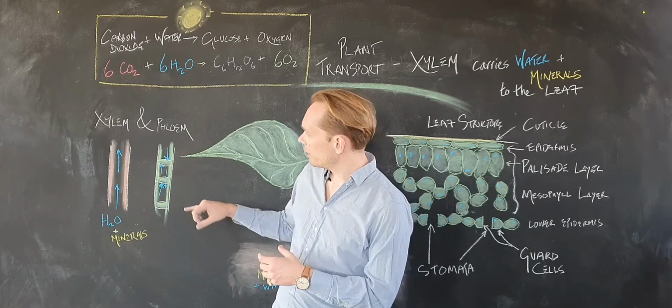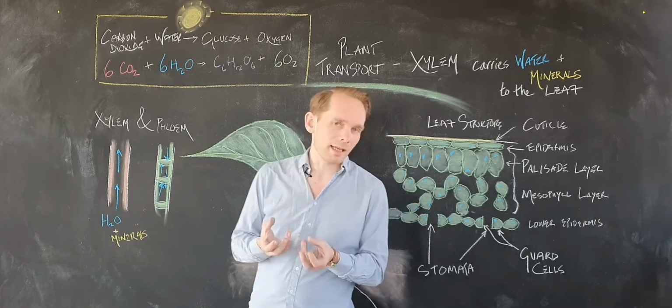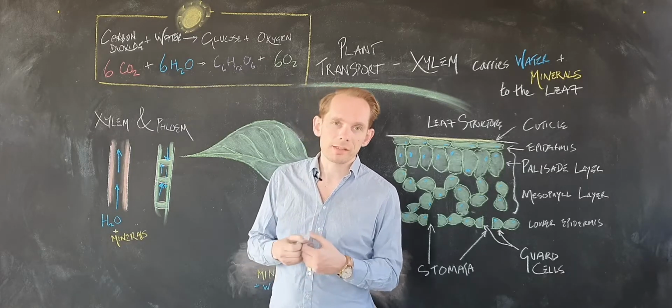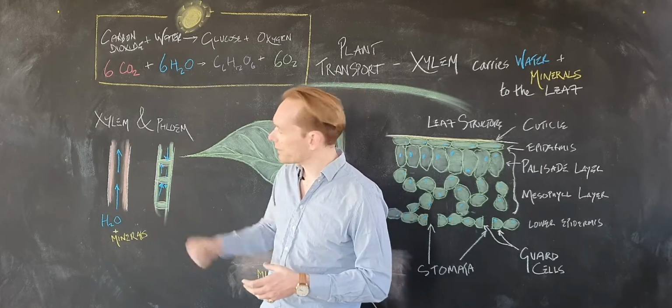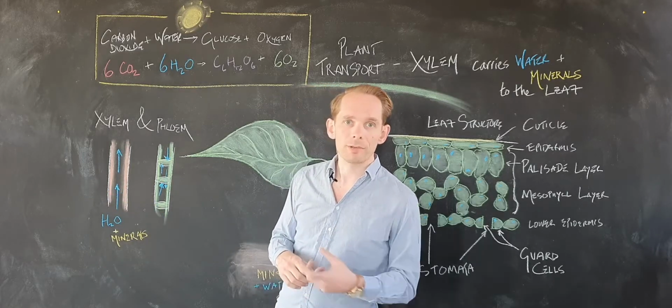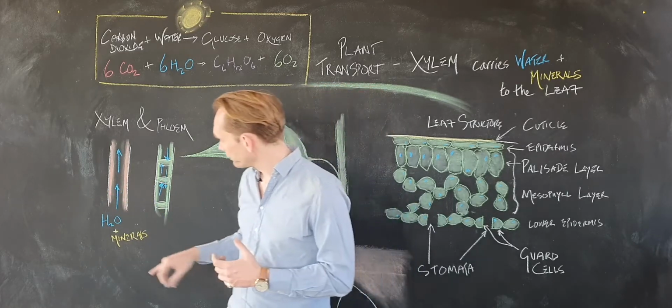But the xylem structure is basically, they're dead cells. They're kind of hardened, long, narrow cells. And all they do really is transport water and minerals up through the stem of the plant to the leaves.